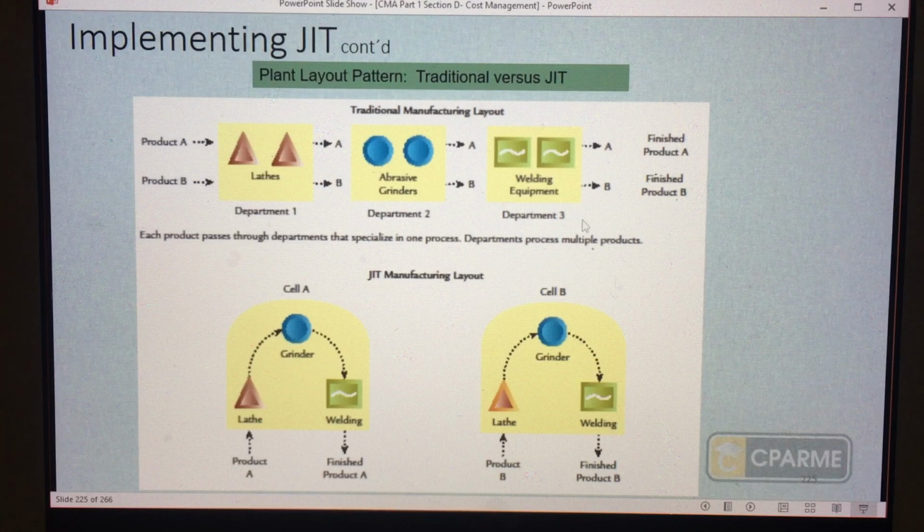In comparison to your JIT manufacturing layout, ang tinitingnan kasi nila dito is how you can save time and how you can save space. So you have product A: lathe, grinder, and welding, up until it becomes a finished product. It's one complete set. And then for cell B, it's the same. You have your lathe, your grinder, and then your welding, and then a finished product B. So the progression is quite different. Hindi siya straight. The entire process can be found in one cell. Ito naka-spread siya over three.